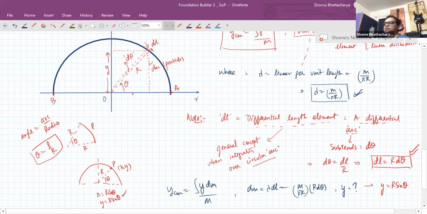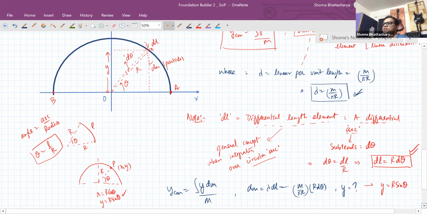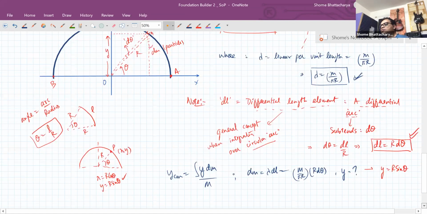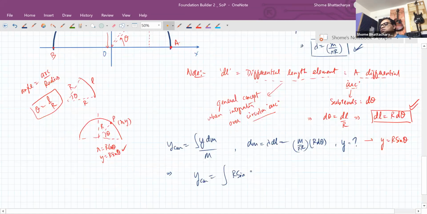So from A to B, for A, what will my theta be? It will be 0. Whereas by the time I reach the point B over here, my theta has become 180 degrees. So that will become the limit of the integration. So I will replace y with r sine theta. I will replace dm with m upon pi r into r d theta. Out of that, r will also cancel out. But my limits of integration at the point A, my lower limit of theta should be 0. And at the point B, my upper limit of theta should be pi or 180 degrees.